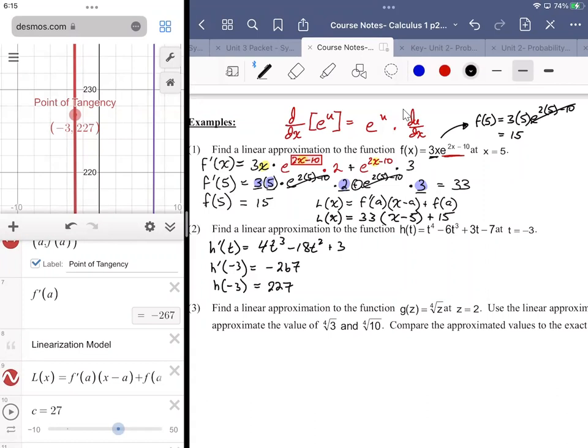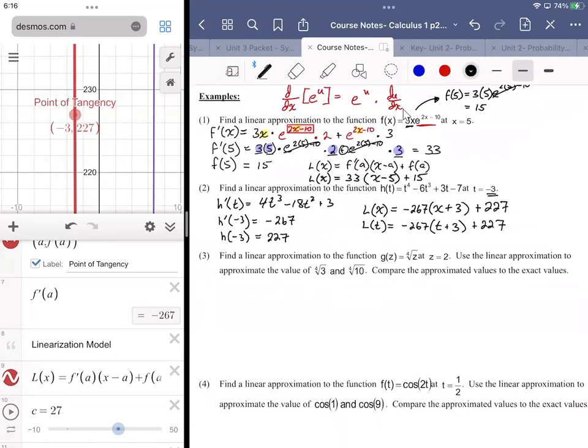So my linear approximation model is negative 267 times x minus negative 3, right? So x plus 3 plus 227. All right. Now, we just have to make the transition because that's in terms of x. So we'll just change our x's to t's. Or you could just kind of skip right to the step, but that would be our linear approximation model.